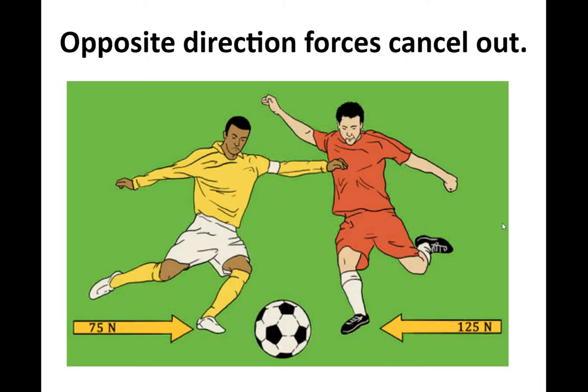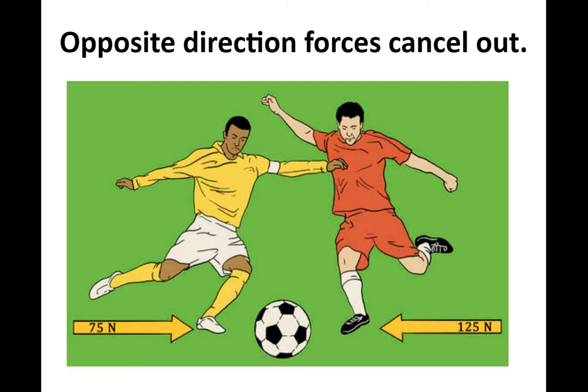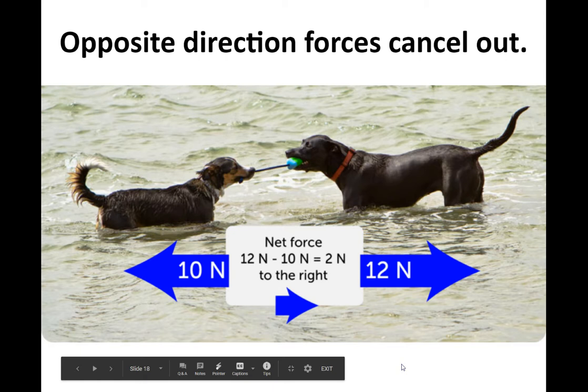Here's what I mean. Say these two soccer players are both going to kick this same ball, but in opposite directions. Opposite direction forces can cancel out, but it matters how big they are. This direction is going to the right, and this direction is going to the left. They're going to cancel out depending on what these numbers are, because they have a number and a direction, because they're vectors. So how does net force work?